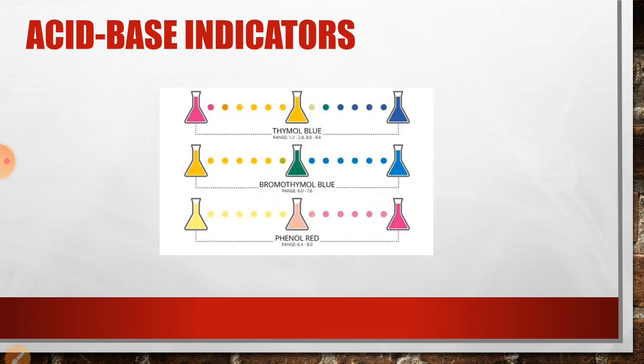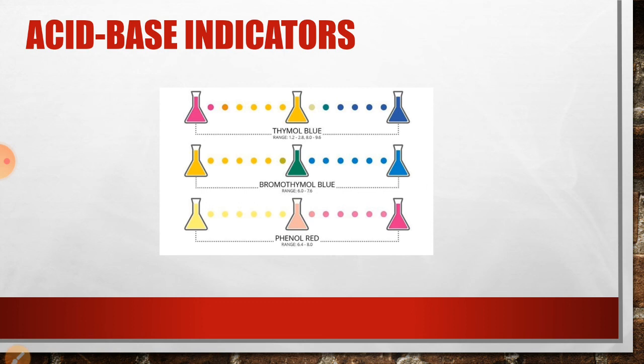Similarly, thymol blue turns red when it is put in the acidic solution, and it turns blue when it is put in the basic solution. Bromothymol blue turns yellow when it is put in the acidic solution and turns light blue when it is put in the basic solution. Phenol red turns yellow in the acidic solution and it turns pink in the basic solution.